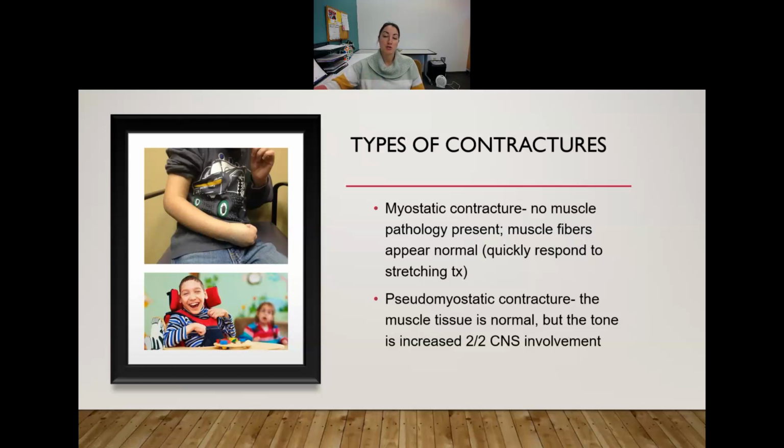With pseudomyostatic contracture, the muscle tissue itself is normal, but they're getting an abnormal signal from the brain. So typically in someone who has cerebral palsy, or if they've had a stroke or brain damage, there are abnormal signals coming from the brain going to the muscle that cause the muscles to tighten up. Those are pseudomyostatic contractures. So with myostatic, nothing's wrong with the muscle tissue or the nerve impulses coming to them. It responds very quickly to stretches. Pseudomyostatic, although the muscle tissue is normal, they're getting abnormal signals that tell them to constantly contract, and so it's a little harder to fight against.